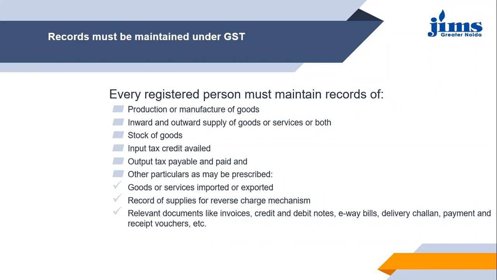And whatever compliance you make, you need to have the documentary proof of that also, in terms of invoices, debit or credit notes, e-way bills, delivery challans, or vouchers. So whatever you are doing in your business in reference to the inward supplies, outward supplies, production of goods, stock of goods, input tax credit availed, inward taxes paid, outward taxes paid, or any other detail in reference to the goods or services, you need to maintain the record of.